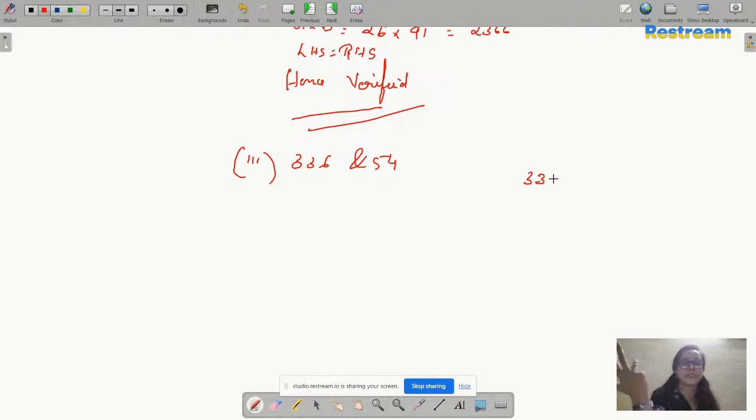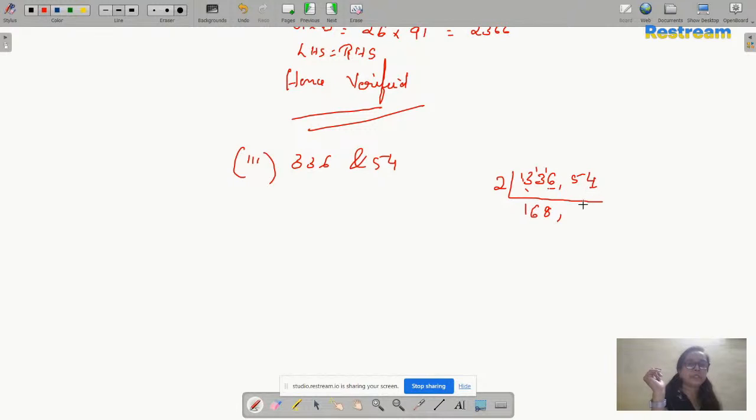Which one is easy for you? Together shall we take, or separately? Each one, 336 separate and 54. Let me see this. Ending numbers are 6 and 4, right? So both are divisible by 2. First you see 336 by 2. 2 goes into 3 one time. Then 1 carrying. 2 goes into 13 6 times. Again 1 carrying, right? 8.